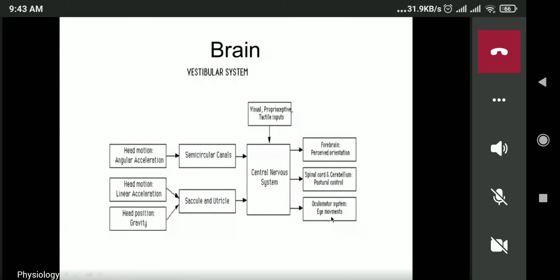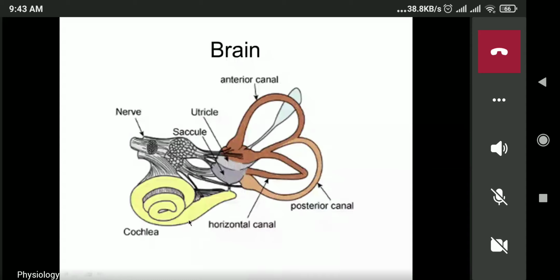Then comes the vestibular apparatus. In the inner ear, there are two main parts. One is the cochlea, and in this cochlea there is the organ of Corti, which is concerned with our listening or hearing purposes, audition. And another part of the inner ear is the vestibular apparatus, the whole thing, which is shown here.